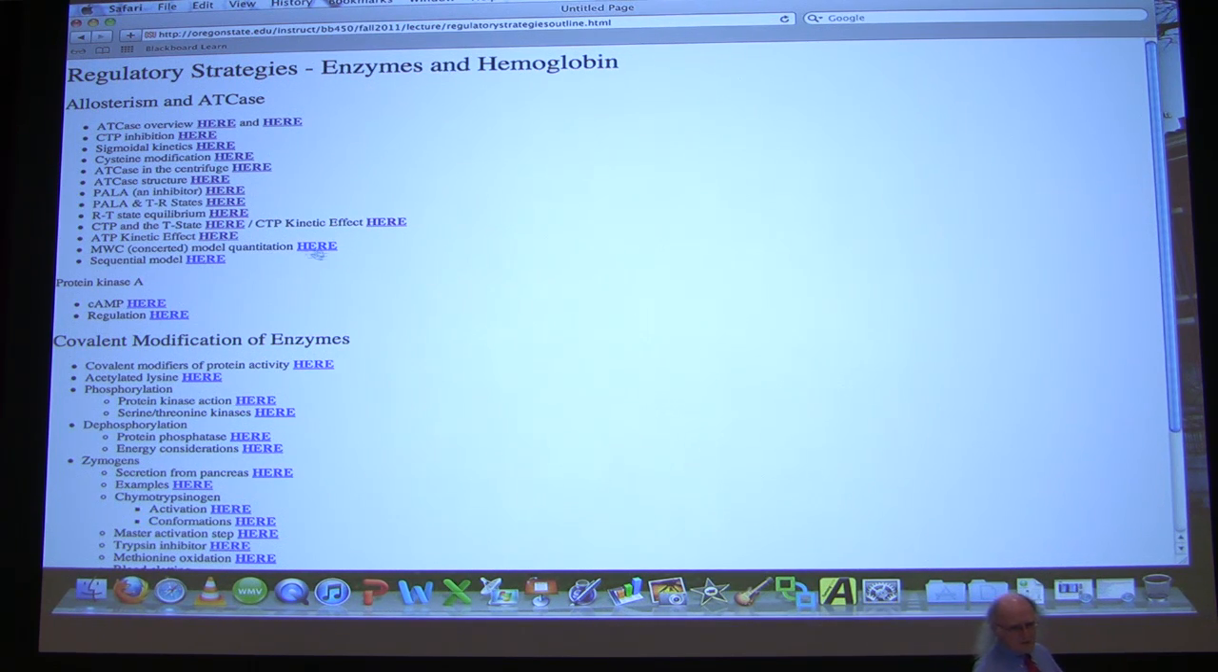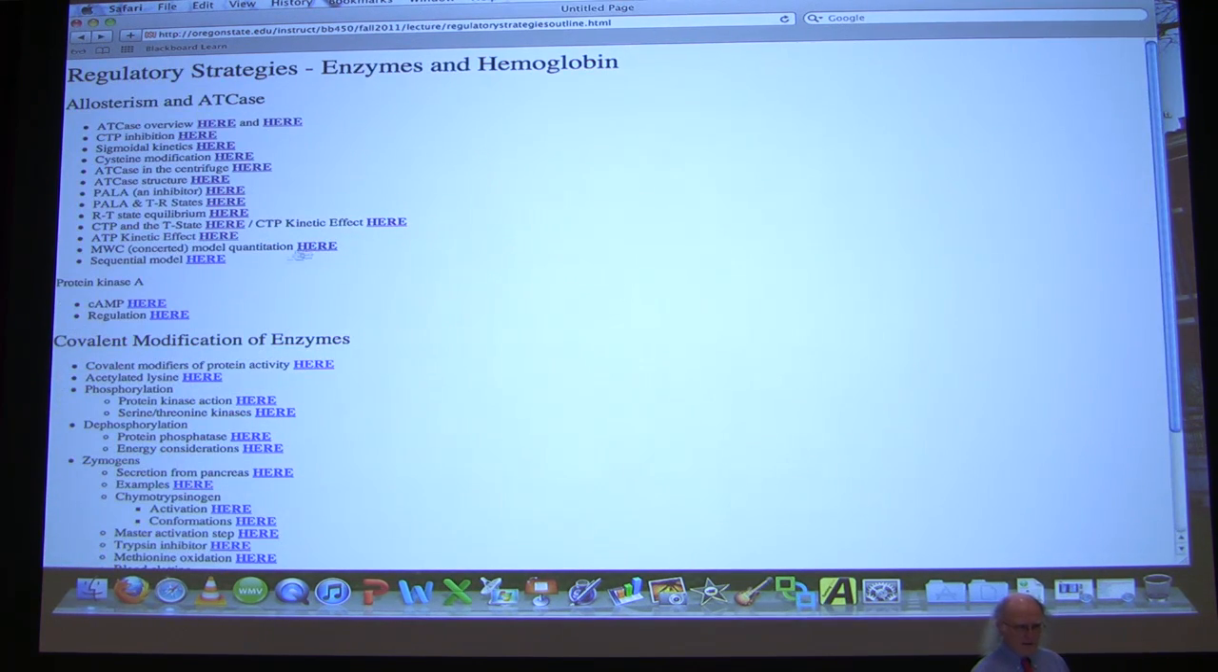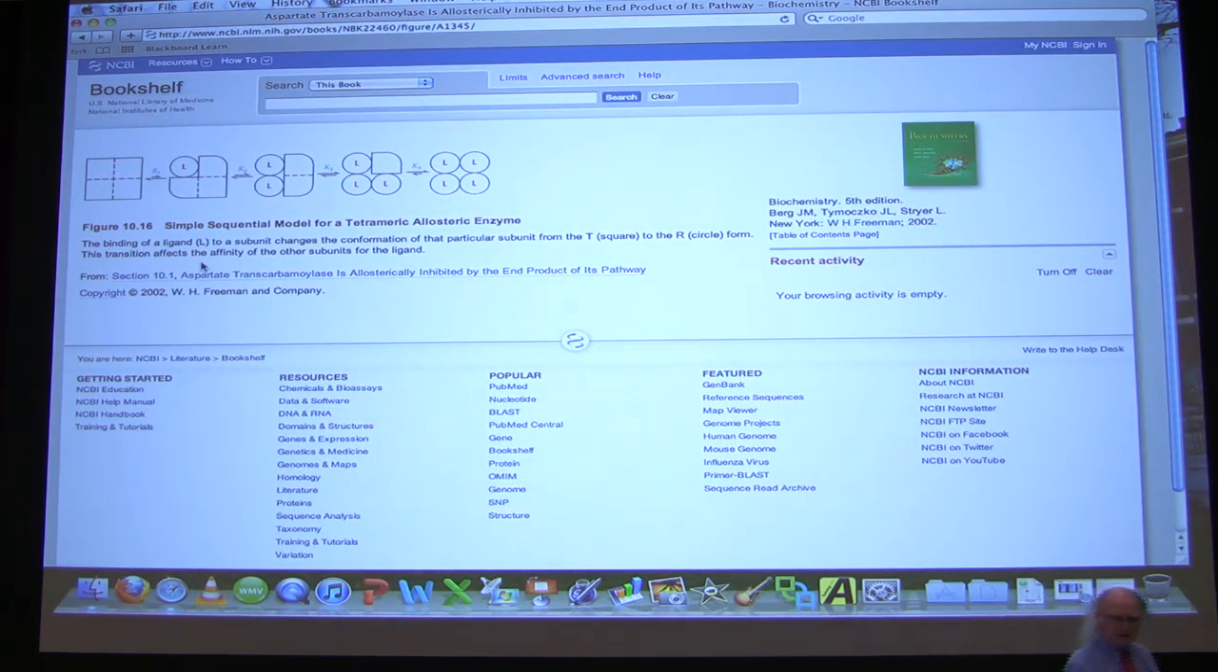The first of these models is called the concerted model. Okay? And the concerted model is a little odd to understand to begin with because it has a different setup than the sequential model. So the sequential model looks like what you see on the screen. Okay? The sequential model said that we started out with a protein, maybe it was hemoglobin or maybe it was an enzyme, and that protein was in one state.